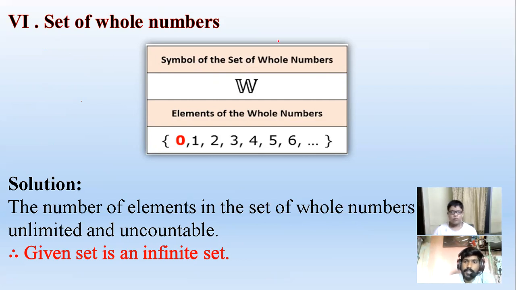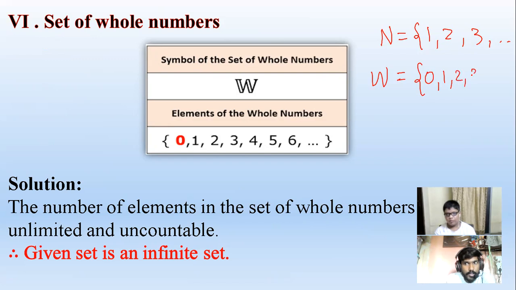Done, sir. Okay, so one very, very important point to keep in mind, natural numbers start from 1. 1, 2, 3 and so on. Whole numbers start from 0. 0, 1, 2, 3 and so on. And integers are usually denoted by the letter Z.